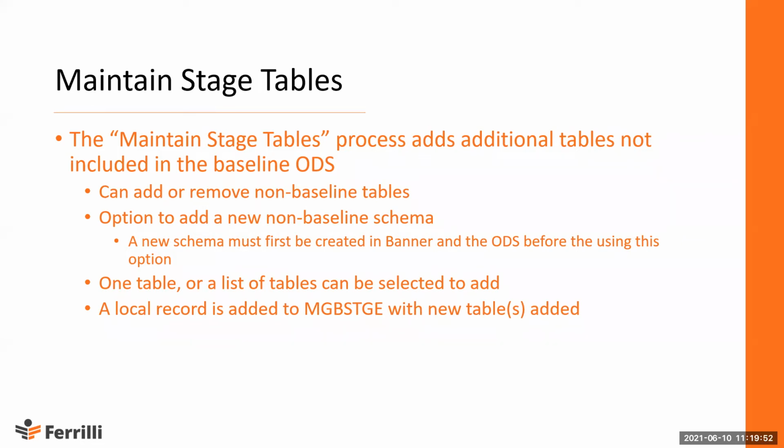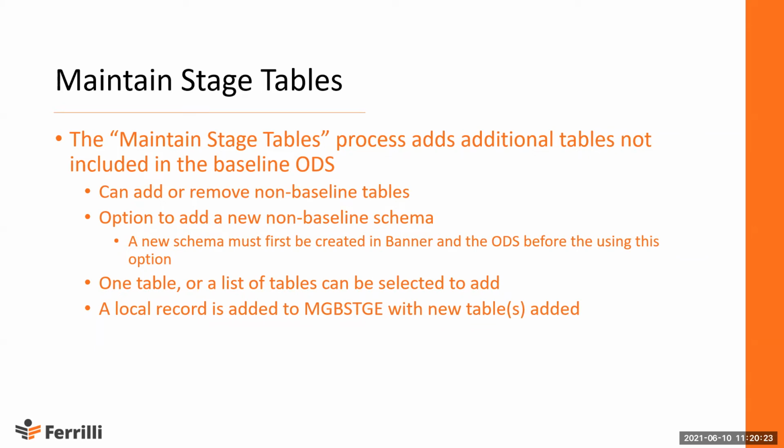You can also do that, and you use this process to do it, the maintain stage tables. When you go into this in the ODS admin interface, you'll be given a list of tables when you select the schema. The only tables on that list are tables that haven't already been staged in your ODS. So initially, that's everything that's not baseline. And so you just select the table you want and you execute it. And in minutes, that table is now in your staged area.